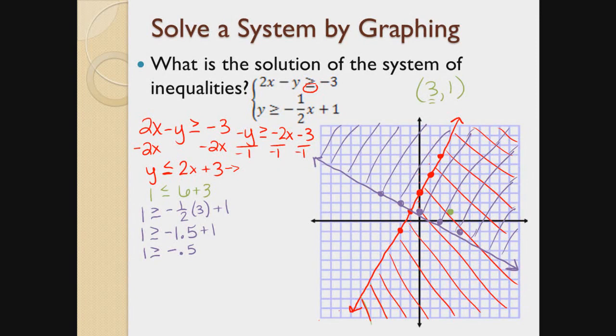So the answer to this system is the part where they overlap. If I was to color it in differently, I would start at the red line, turn at the purple line, and go all the way to the edge of the graph. And all of this region in here, where the red and purple overlap, would be my answer. So I would be looking for, where did your regions overlap? If you want to color it in again with a different color like I did, you are welcome to.